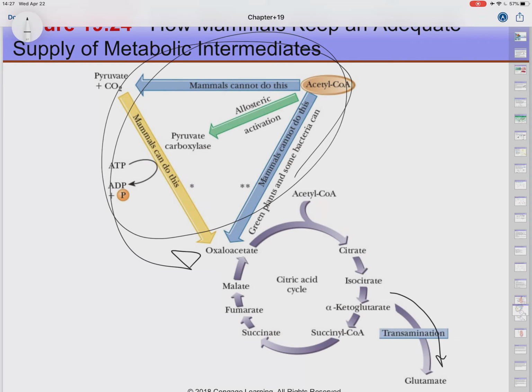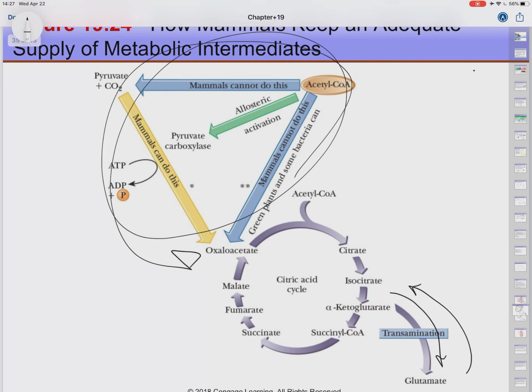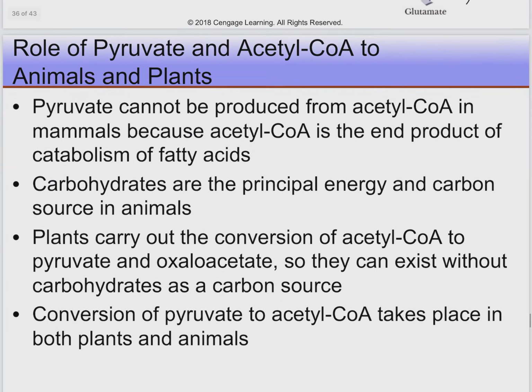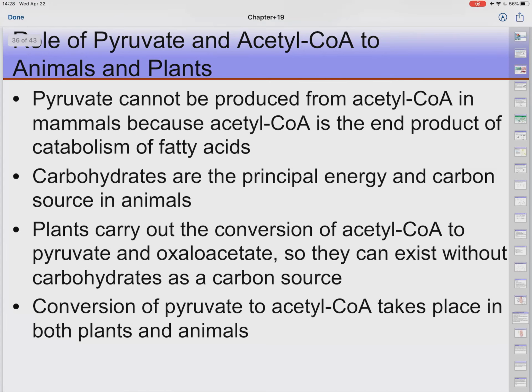Alpha-ketoglutarate can go into glutamate. Glutamate is going to have a role in nitrogen metabolism, in terms of reacting nitrogen to get urea to excrete from the body, but also in the sense that it can go back into alpha-ketoglutarate, which can go and make more amino acids. Now we've talked about this. Pyruvate can't be made from acetyl-CoA in our bodies, so we need to have a carbohydrate source. Plants don't use a carbohydrate source. They get their carbohydrates from carbon dioxide.